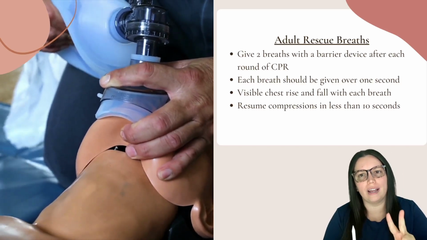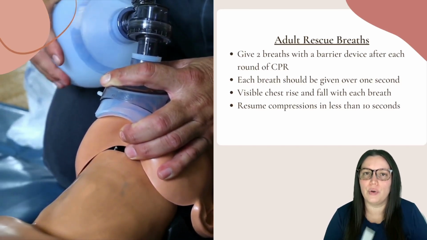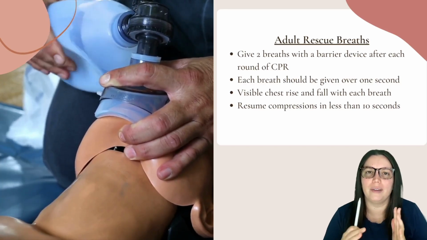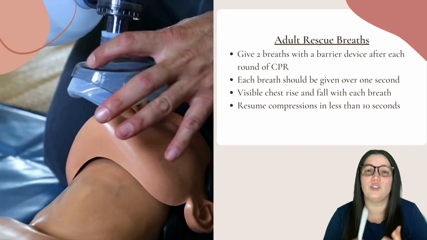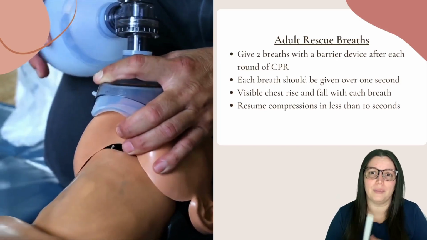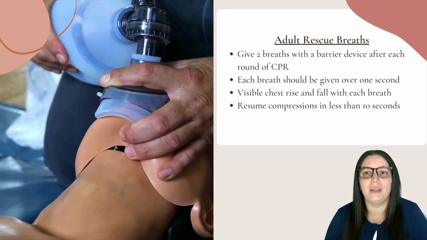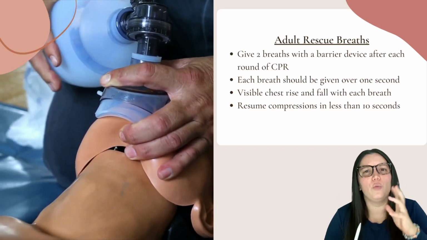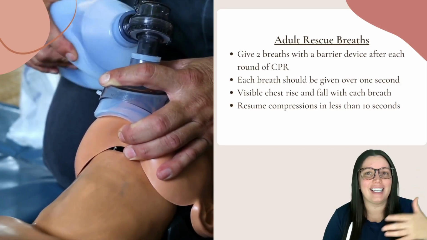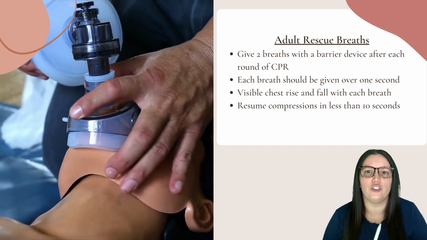You want to give 2 breaths with a barrier device. As we know, COVID is rampant, so you really want to make sure you have a barrier device unless you know the person and you're comfortable providing mouth to mouth. Each breath should be given over 1 second, and you want to make sure that you can visibly see the chest rise and fall with each breath.